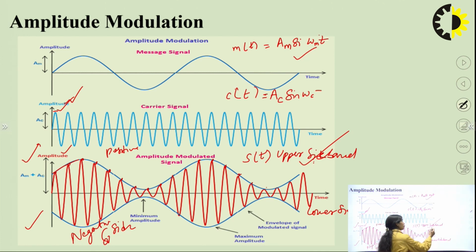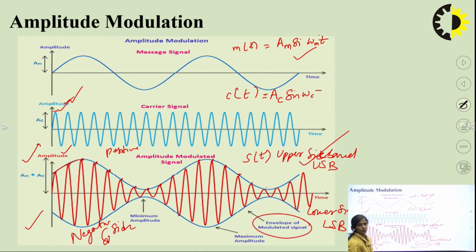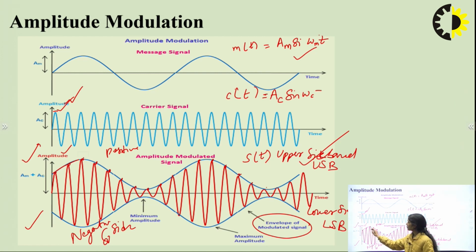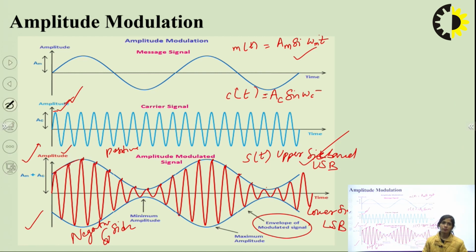One is called USB and the other is called LSB. And this we can say is the envelope of the modulated signal. In this case we can see that the maximum amplitude of the modulated signal is defined by the modulating signal. So this can be treated as the maximum amplitude, called Vmax, and this is the minimum amplitude, called Vmin.